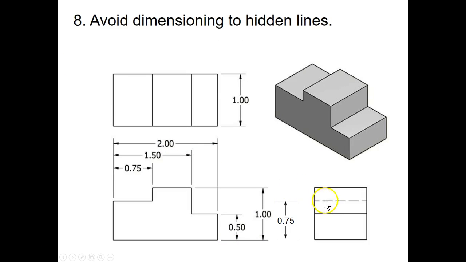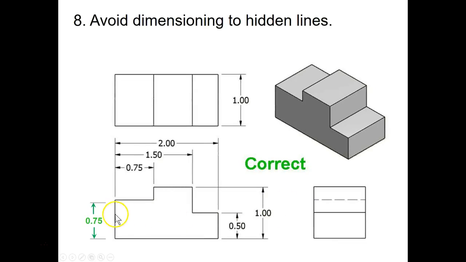Avoid dimensioning to hidden lines. Do not dimension to this. This is one of the most common mistakes I see in drawings: you just grab that line and dimension to it. It doesn't make sense. Don't dimension there. Dimension to the appropriate lines. Don't dimension to hidden lines.